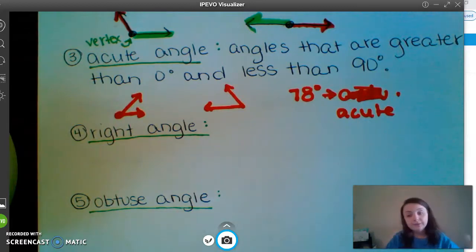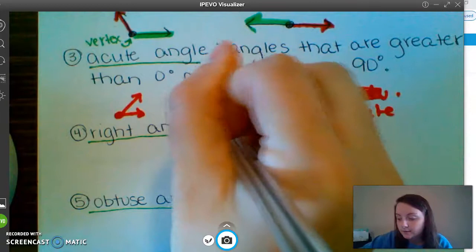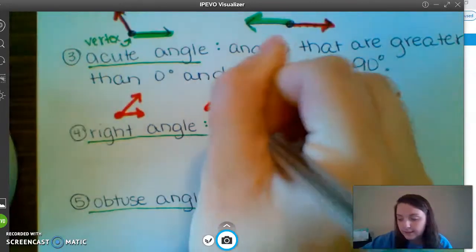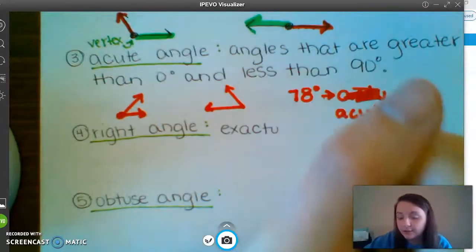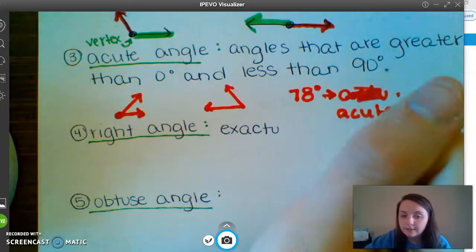Right angle. What's a right angle? Well, it's an angle that is exactly 90 degrees. It can't be 91 degrees. It can't be 89 degrees. It has to be exactly 90 degrees.